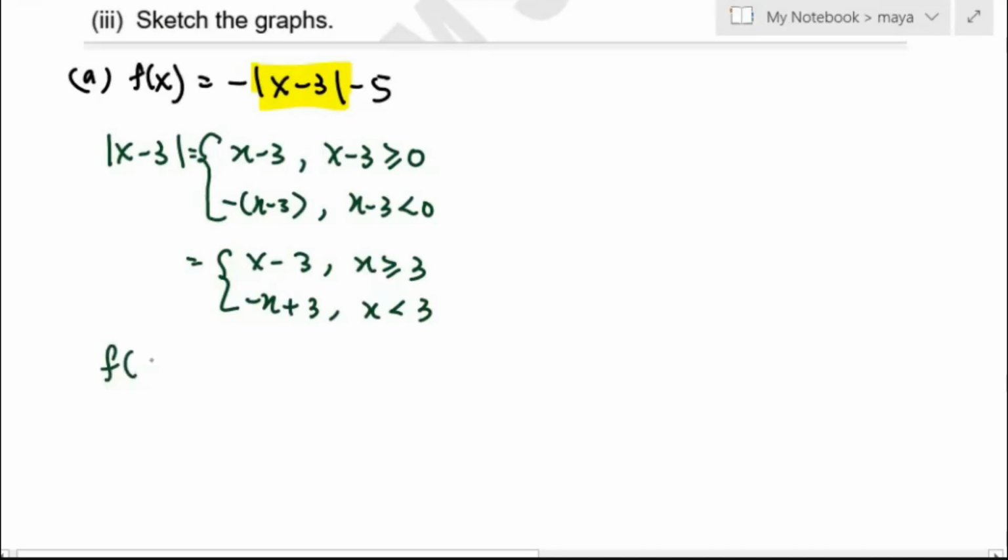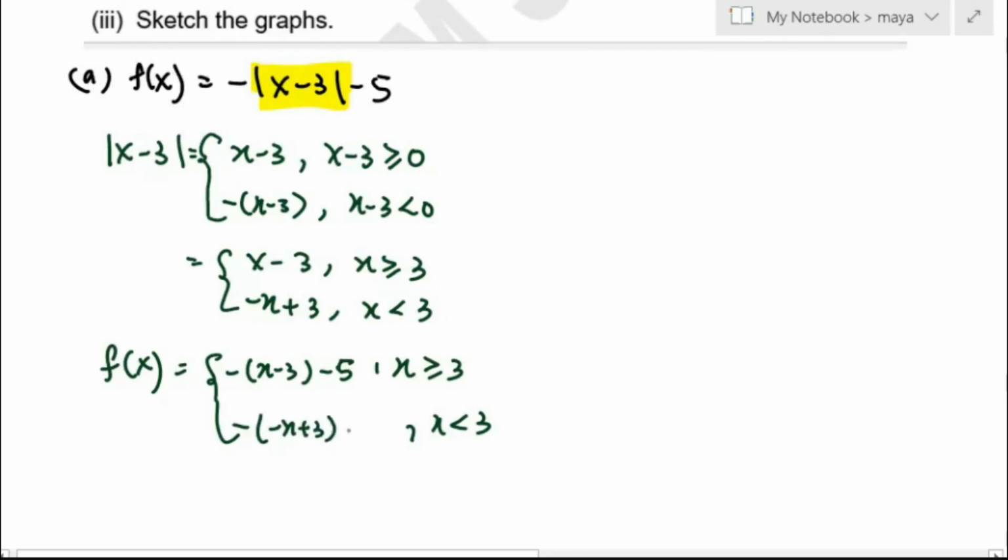So how about the whole function? The whole function will use positive x minus 3 for the domain x greater than or equal to 3 inside our function. So it will become negative, x minus 3, minus 5. And then for x less than 3, it will use negative x plus 3 for the function. It will become negative, negative x plus 3, minus 5. So finally, we simplify our function, negative x plus 3 minus 5. For this part, positive x minus 3, then minus 5.